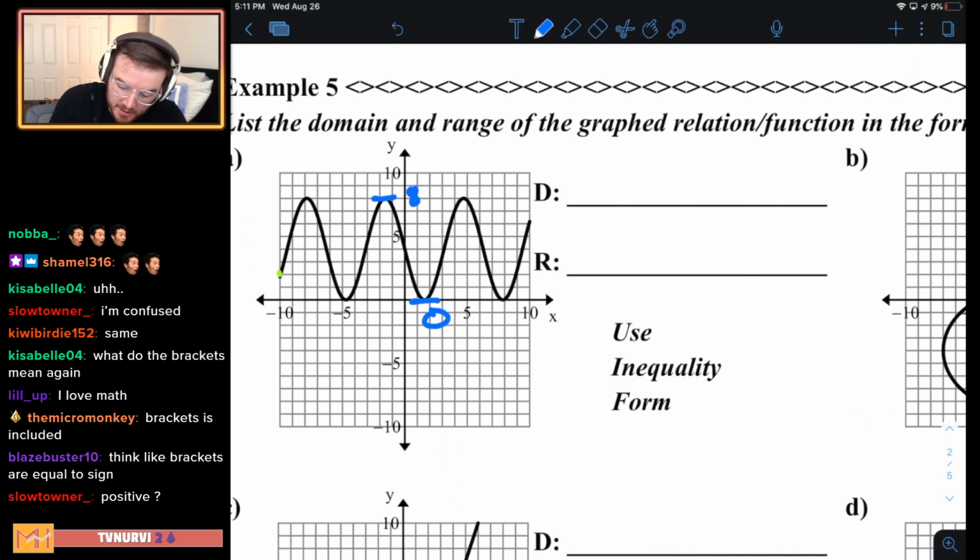Does it include 0? Yes, it's touching it. Does it include 8? Yes, it's touching it. So one might say the range is from 0 to 8. And that's why I need that notation. And I used a bracket because 0 is included. And I used a bracket because 8 is included.